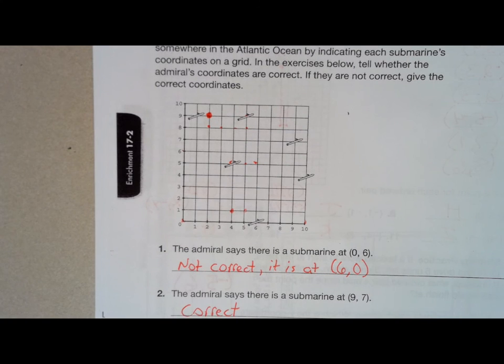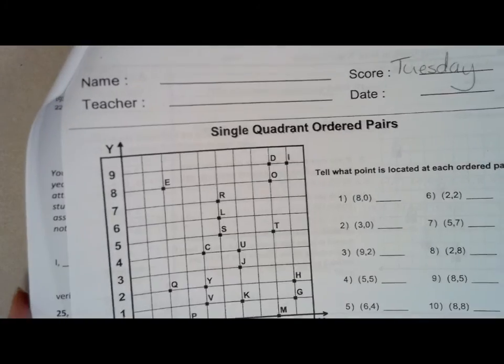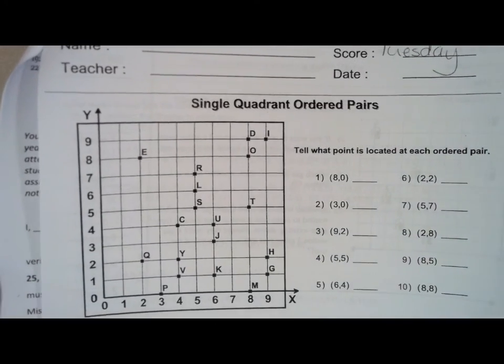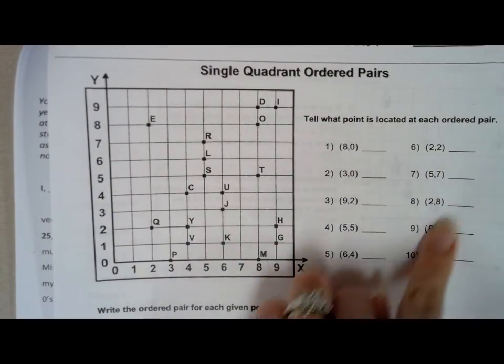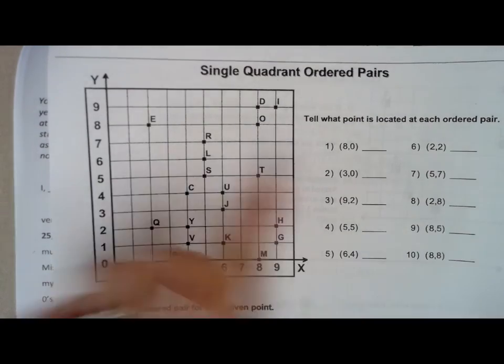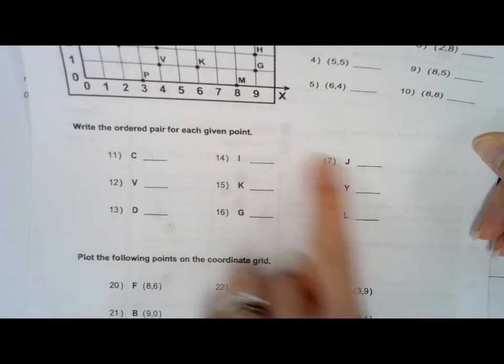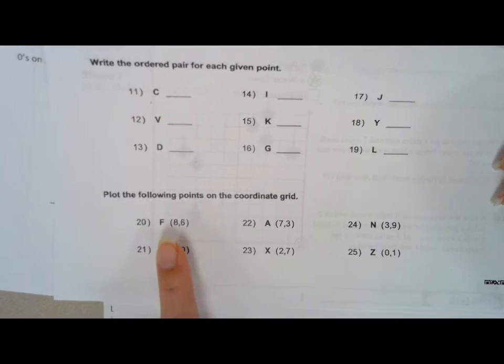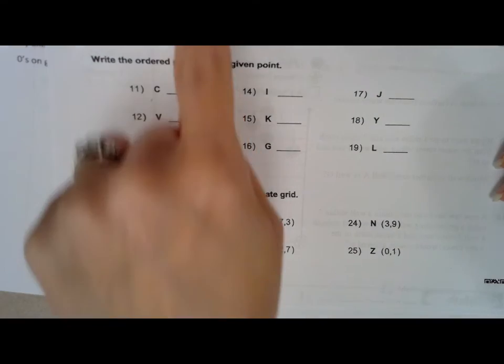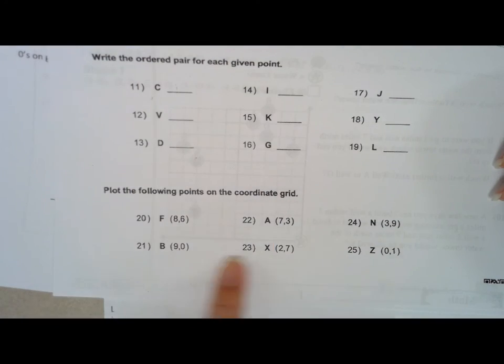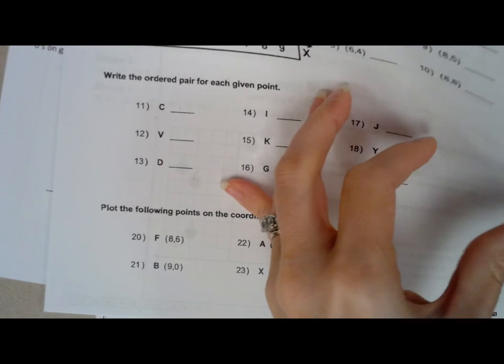You are now going to do the next page on your own. The next page just deals with quadrant 1. It says single quadrant ordered pairs. You're going to write the points, write letters for the points. You're going to give ordered pairs. Then you're going to put these points on the graph at the top of the page. You'll put a dot at 8,6, label it F, put a dot at 7,3, label it A, and so on and so forth.